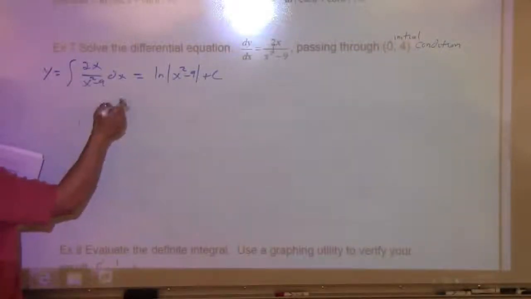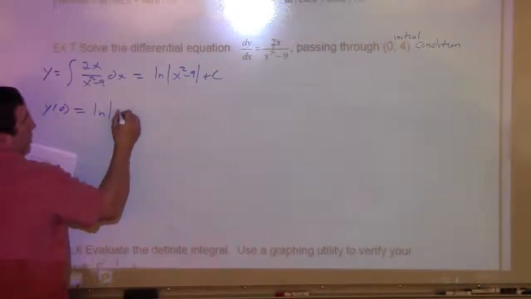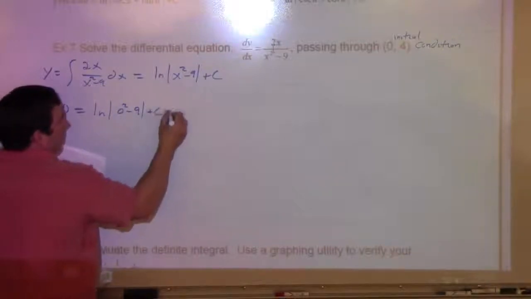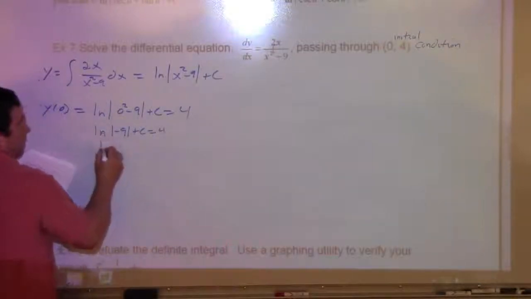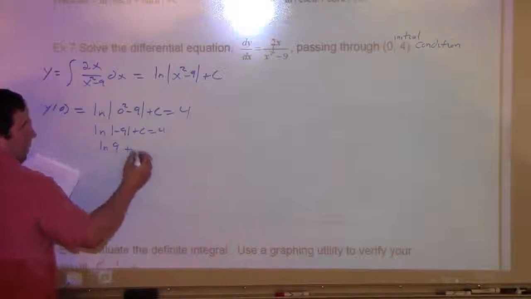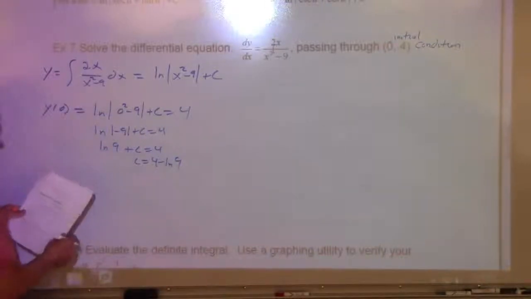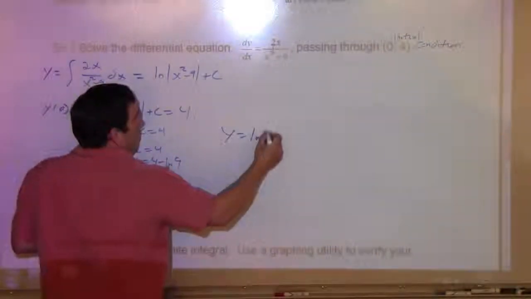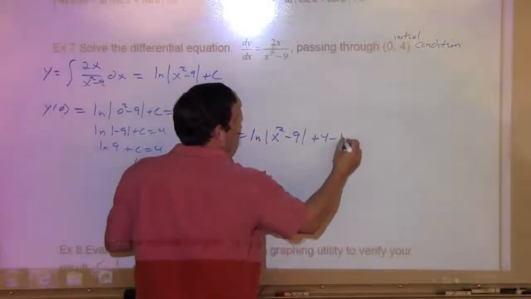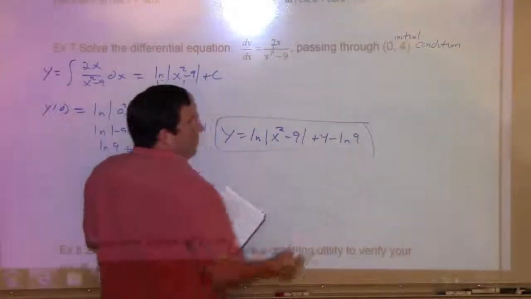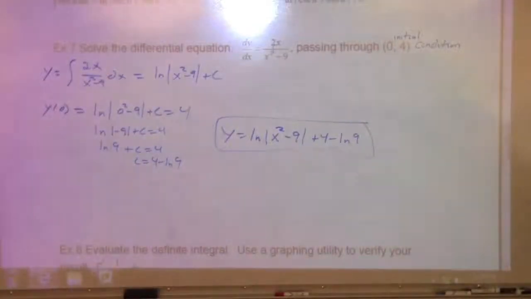Now we know that whenever x is 0, y is 4, so y of 0 equals the natural log of the absolute value of 0 squared minus 9 plus c, and that's 4. So this is natural log of the absolute value of negative 9 plus c. Natural log of 9, because the absolute value got rid of the negative, plus c is 4. So c would be 4 minus natural log of 9. So our function is y equals the natural log of the absolute value of x squared minus 9 plus 4 minus natural log of 9. Let's go on to example 8.